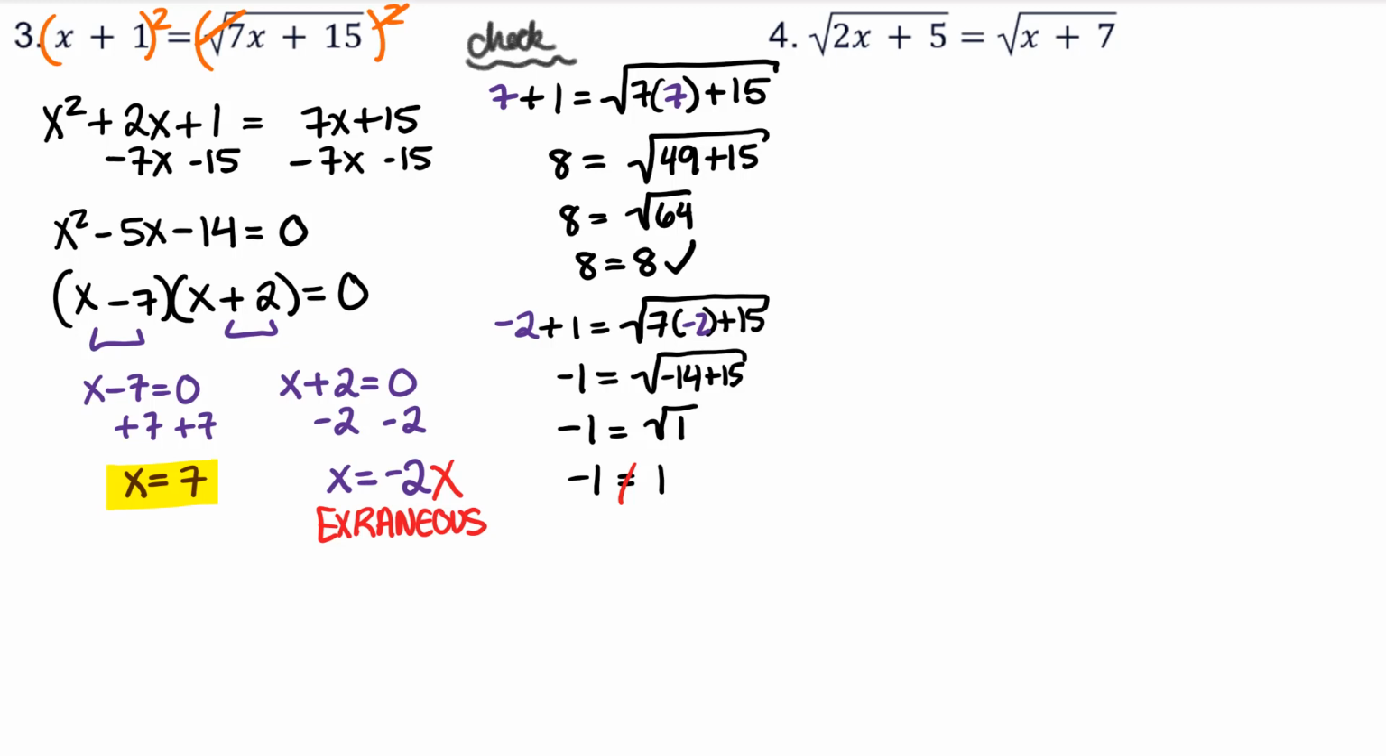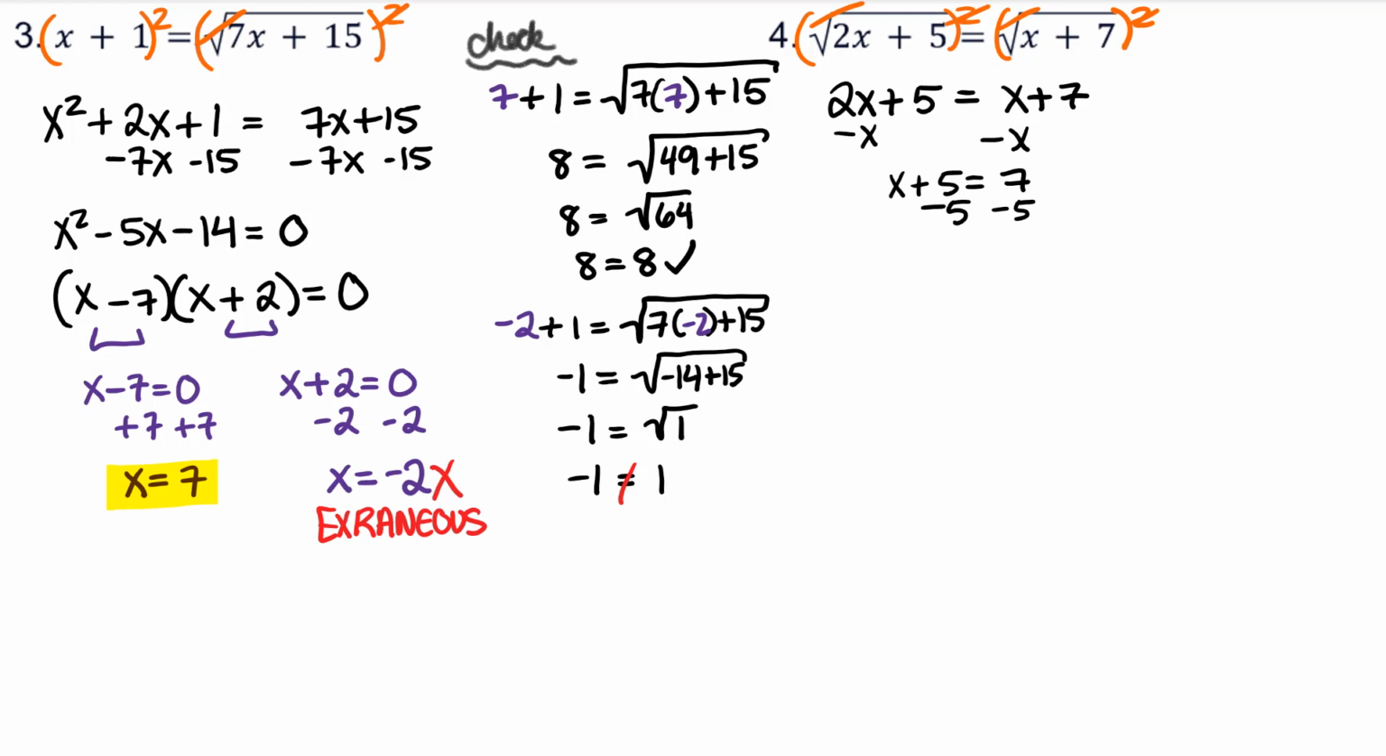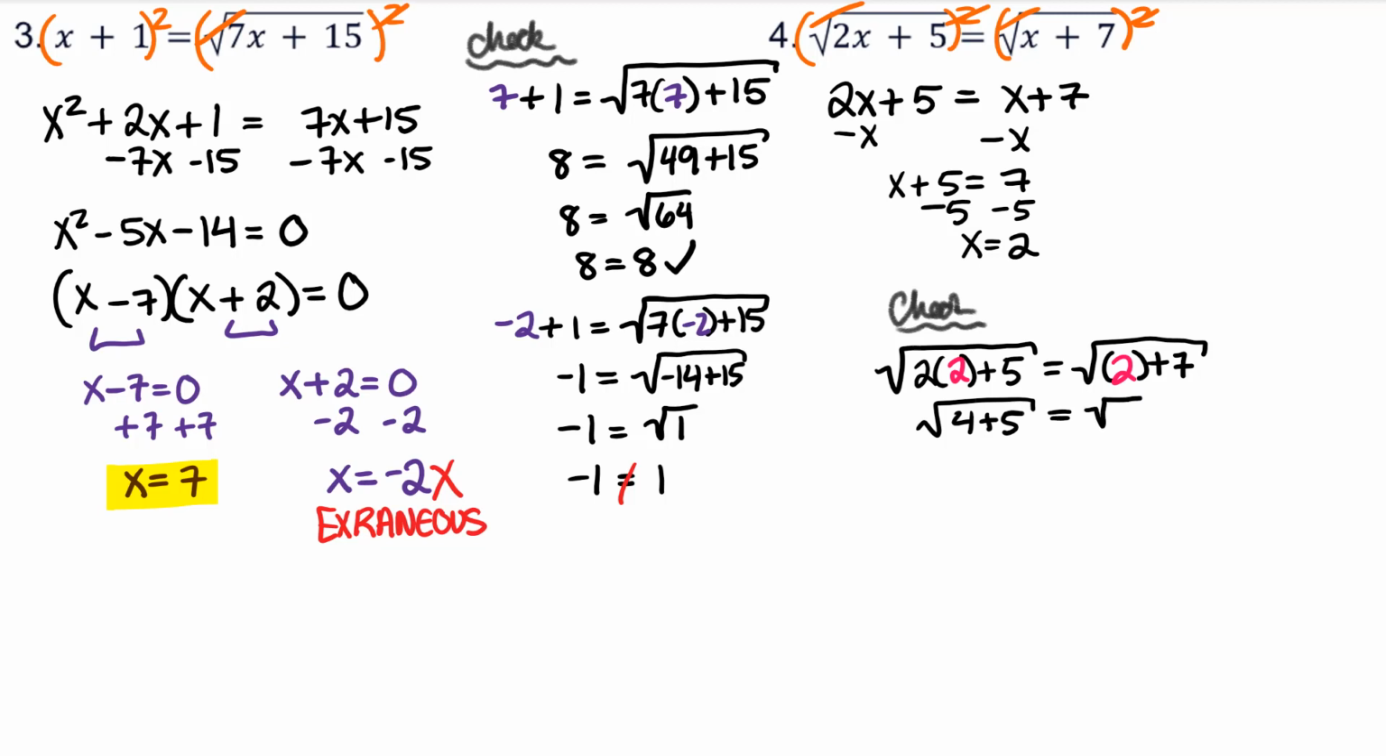For number 4, we have 2 radicals. When you have 2 radicals, you want one of them on each side of the equation. So one on the left and one on the right. The inverse operation of square roots is squaring. So square both sides. Wow, that was super convenient. Go ahead and solve for x. Now let's check. So x equals 2 is our answer.